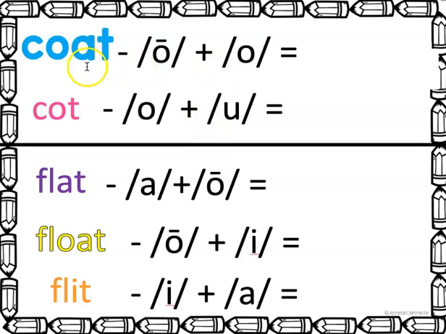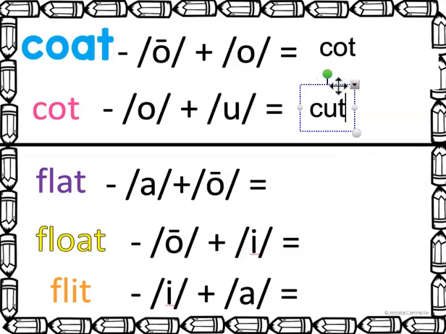Last page, we have coat. Taking away that long O, creating a short O sound like a cot. That was one of our spelling words before, or phonics words before. Cot, that you sleep on, C-O-T. Cot, taking away the short O sound and inserting the short U, cut, like cut the hair, cut the piece of paper. And we spell that C-U-T.